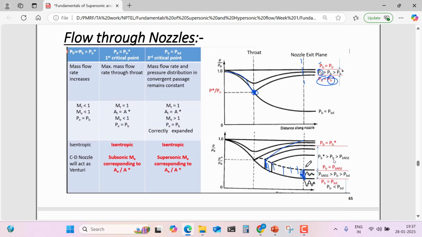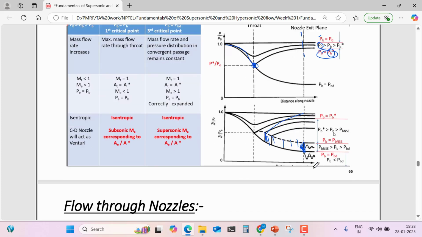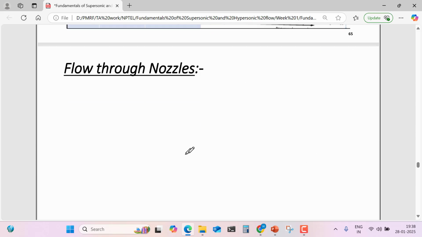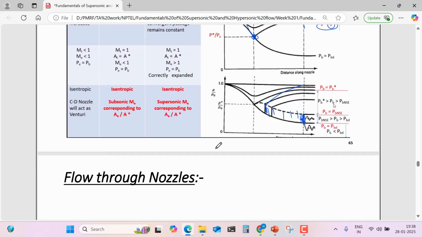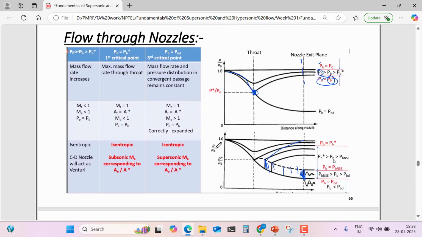Now if we reduce pressure further, then at some point we will reach another critical point at which there will be no shock, and the flow will be correctly expanded. At that point, the Mach number at exit will be greater than 1 and the exit pressure will be equal to the back pressure. It corresponds to the area ratio: the supersonic Mach number will correspond to the area ratio AE by A star.